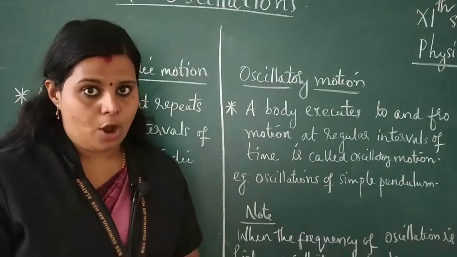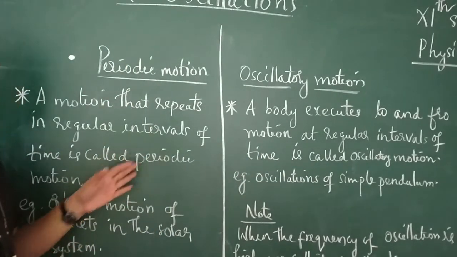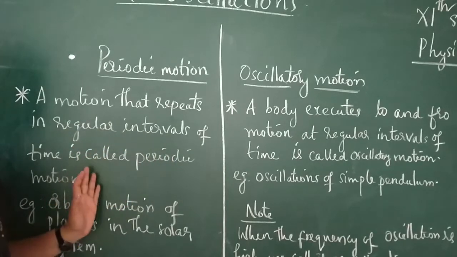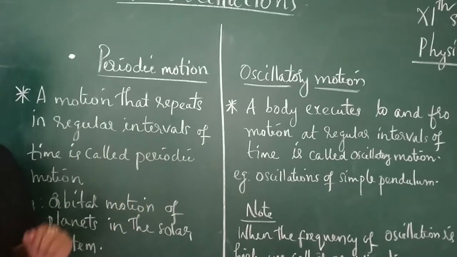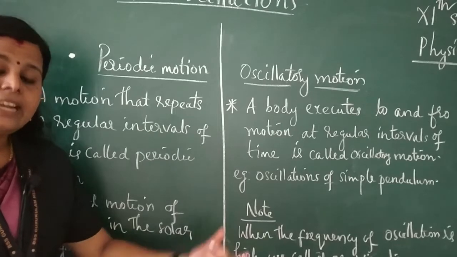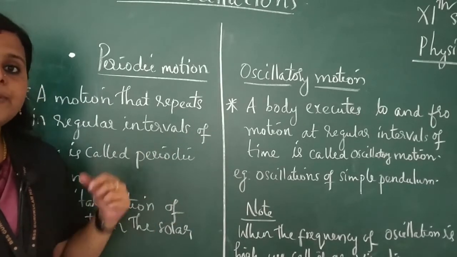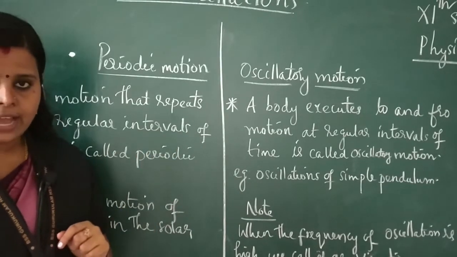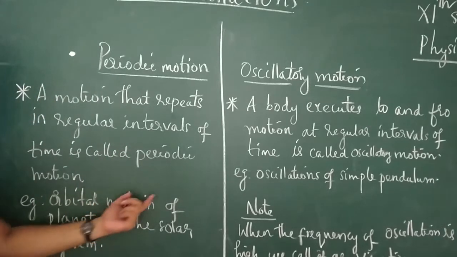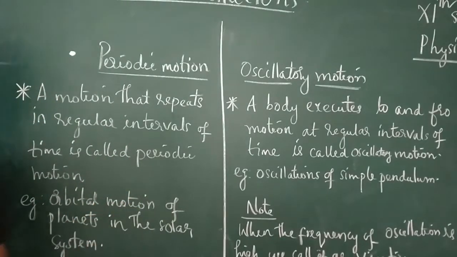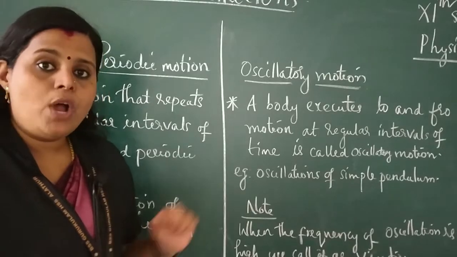So what is a periodic motion? A motion that repeats in regular intervals of time is called periodic motion. Regular intervals repeat ചെയ്യുന്ന തരം മോഷൻസിനെയാണ് നമ്മൾ periodic motion എന്ന് പറയുന്നത്. Clear? See, for example, the orbital motion of planets in the solar system. Now, what about the second one?